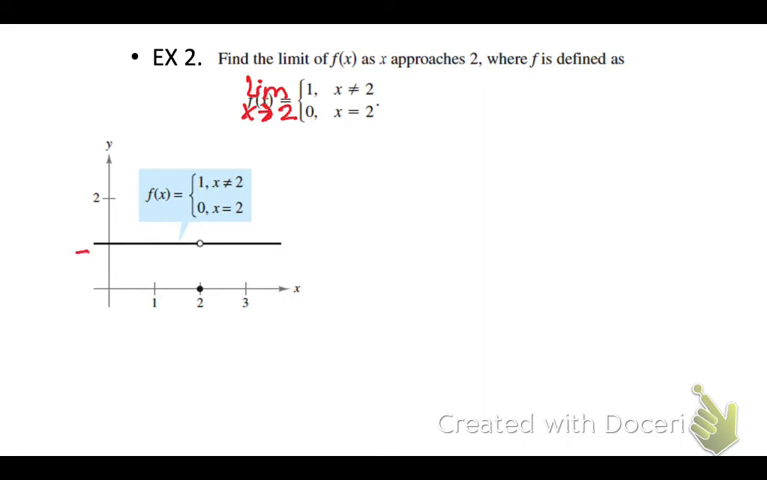So, from the left, we're approaching what? 2. Nope, 1. We're talking y values. From the right, we're approaching 1. So the answer is 1. But what if they're not the same?